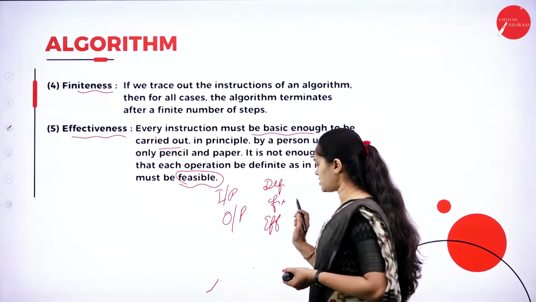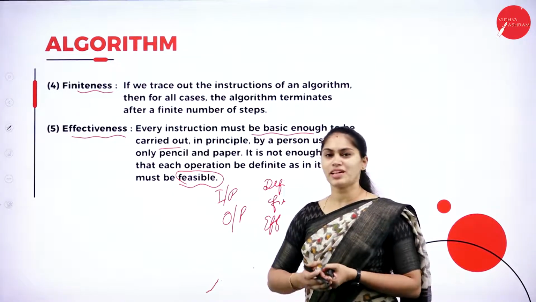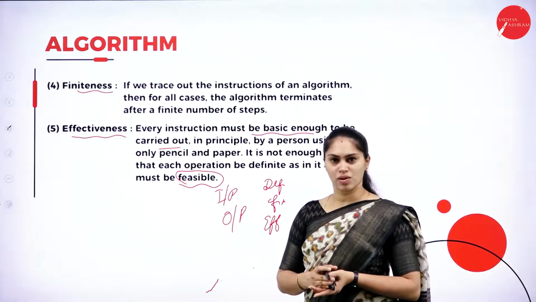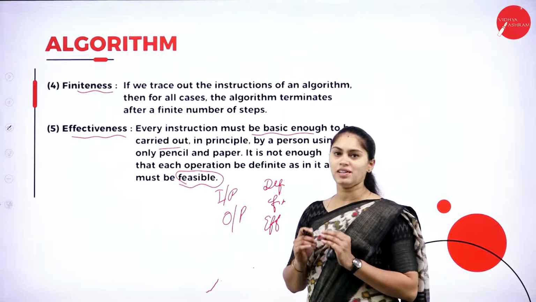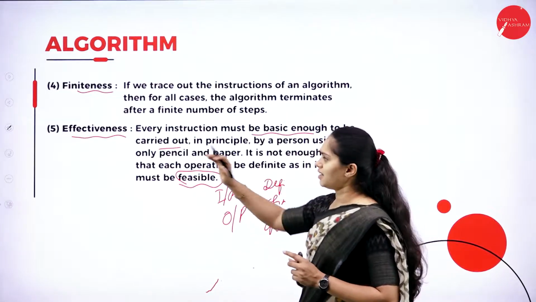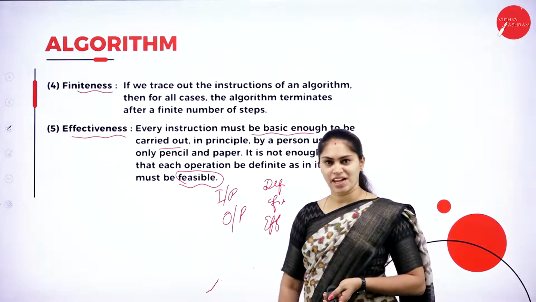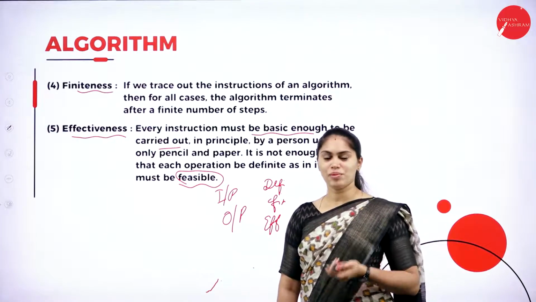So effectiveness in the sense what? It must help us to reach the solution as soon as possible. Along with that, it has to tell us whether it is possible to implement or not. So these are the specifications of an algorithm. I hope you all understood.